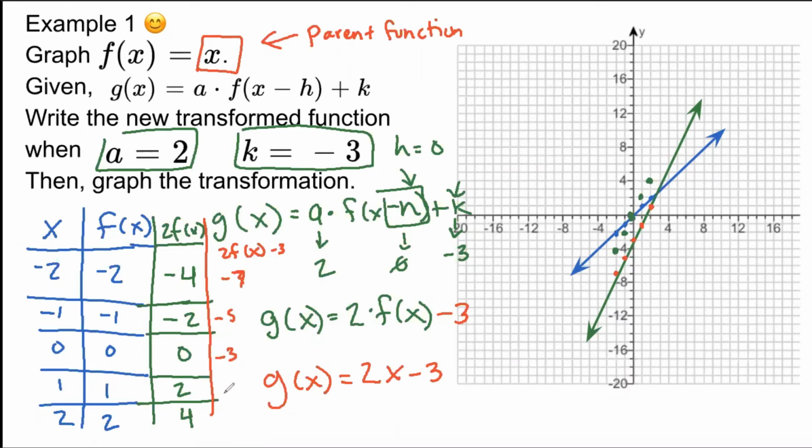The last one would be -3, -2. Yeah, -2. Then -1, and the last one, +1. And those points exist there.